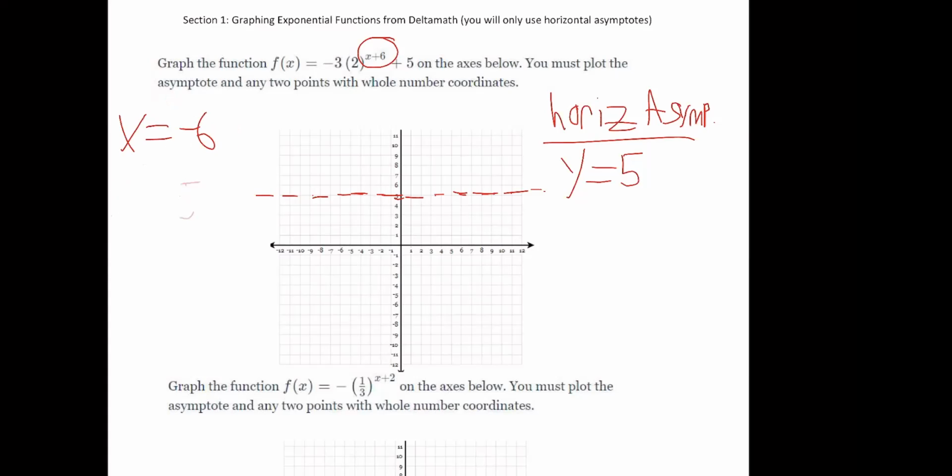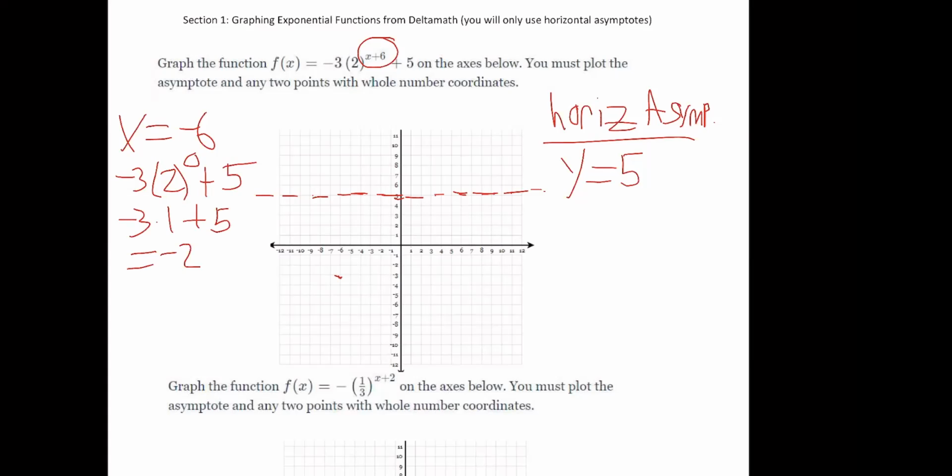Let's plug in one at a time. If you plug in -6 for x, you're going to have -3 times 2 to the power of -6 plus 6, which would be 0. That's why I picked -6, because it's always nice if you can get a 0 exponent. It simplifies. So this would just be -3 times 1 plus 5. So -3 plus 5 would be -2. So one of my points would be -6, -2.